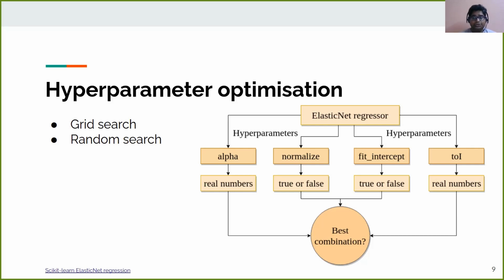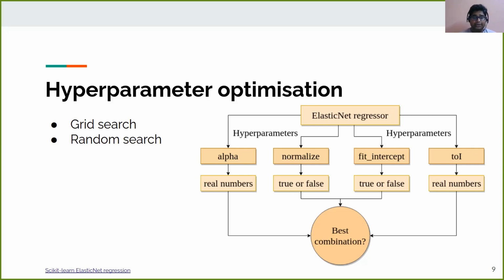In the example flowchart, we can see that there is one ElasticNet regressor algorithm, which has 4 different hyperparameters: alpha, normalize, fit intercept, and tol. A couple of these hyperparameters can take only real numbers. And there are 2 other hyperparameters which are of Boolean nature, and they can take only true or false. How to find an ideal combination of values of these hyperparameters to get the best accuracy for ElasticNet regressor?